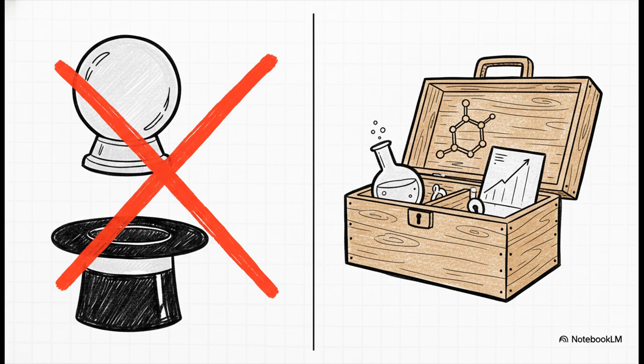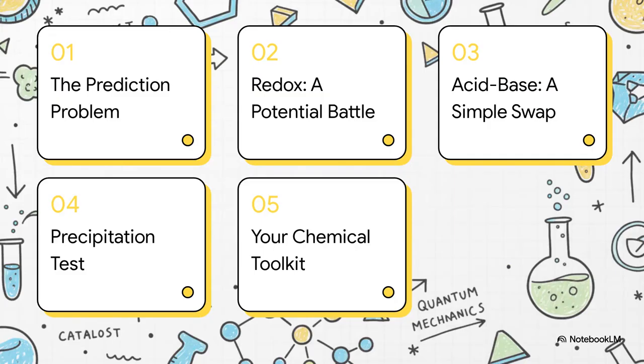Predicting reactions is all about having the right method, the right approach. Think of it like we're building a toolkit together. And once you have these tools, you'll be able to tackle these problems with way more confidence. So here's our game plan. First, we'll talk about the problem itself. Then, we're going to build that toolkit with 3 key tools. Redox reactions, which are like a chemical battle, acid-base reactions, more of a simple swap, and precipitation, a solubility test. Then we'll put it all together into one awesome strategy.